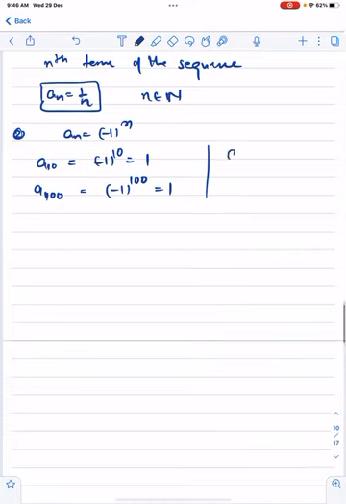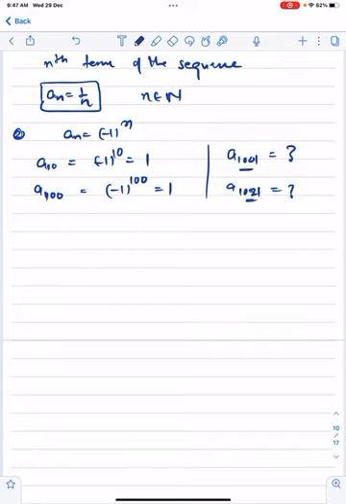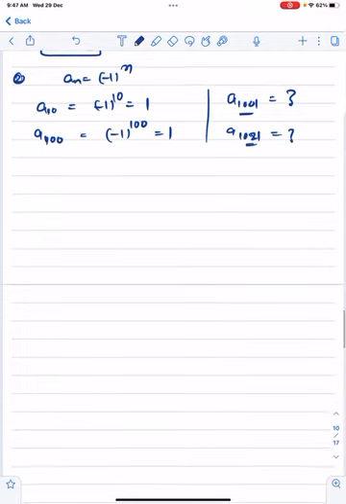Similarly, they can ask you to write other terms. Tell me what value you will get when you put n equal to this or this value. Just put n equal to these values, and you will get the corresponding value of the term. So these are the two ways.